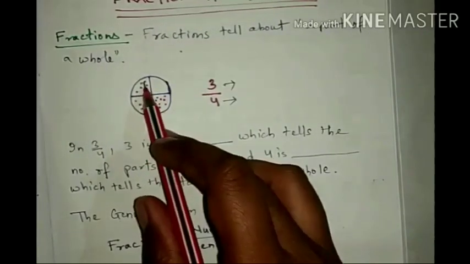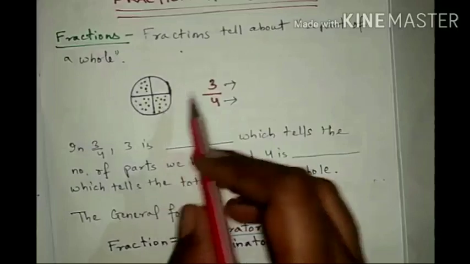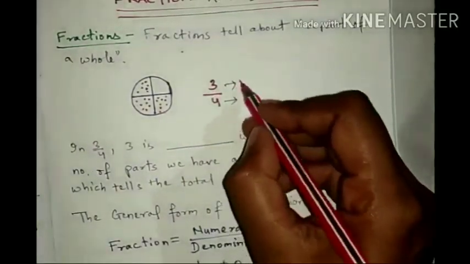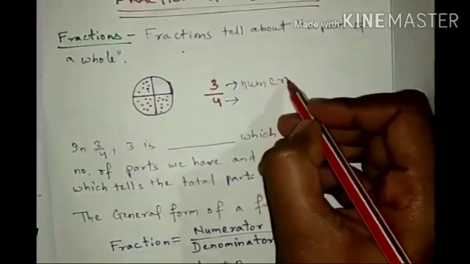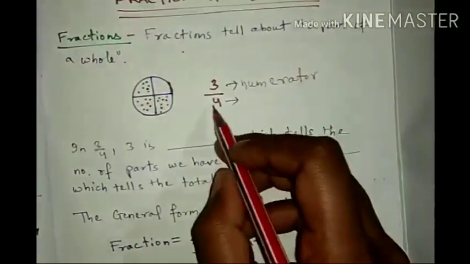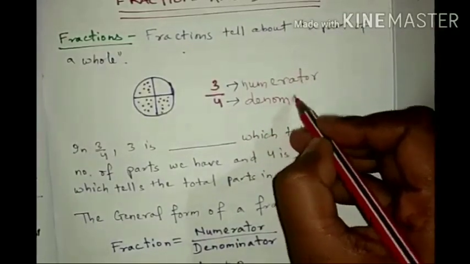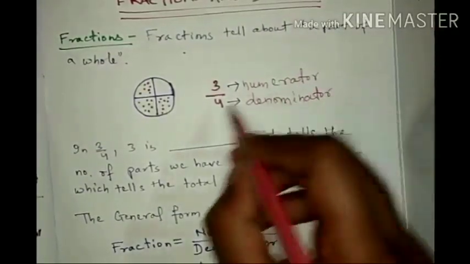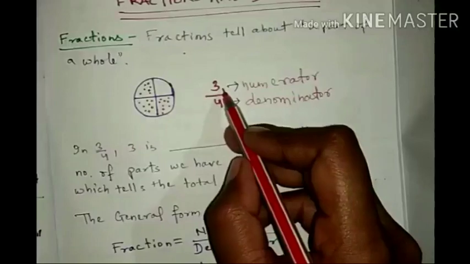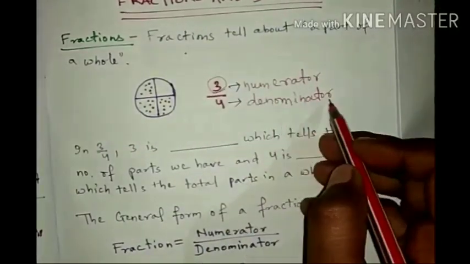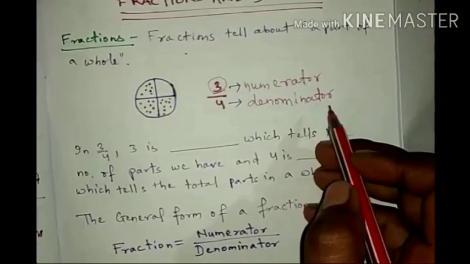So these 3 parts are known as 3 by 4. So here 3 is what? 3 is the numerator and 4 is the denominator. So in a fraction, the upper number is known as the numerator and the lower number is known as the denominator.